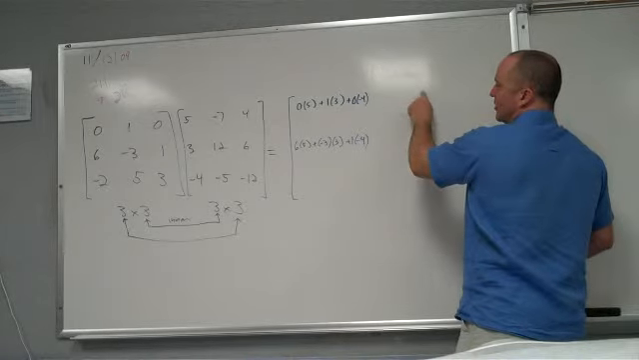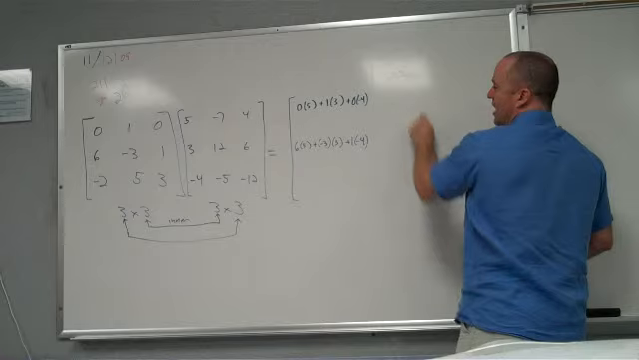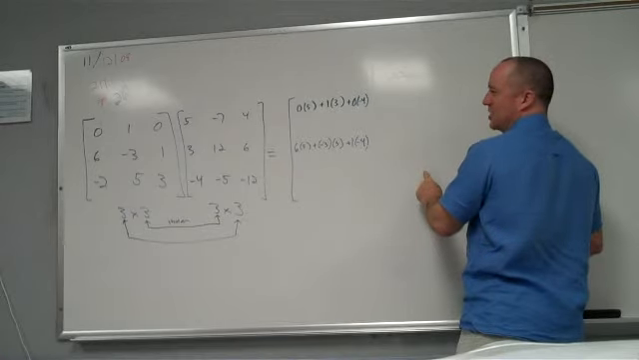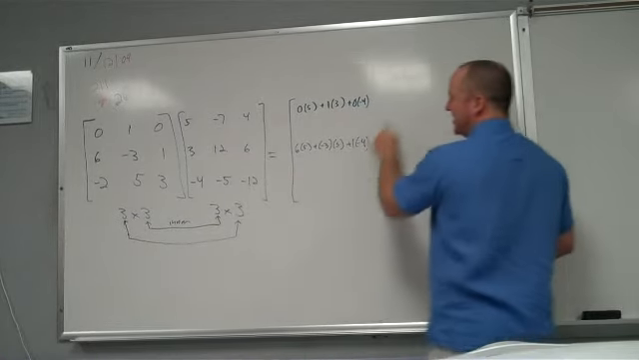Now I want to find this one here. This is the row 1, column 2. I'm intentionally doing this to drive Jordan nuts because she's slightly OCD about this.